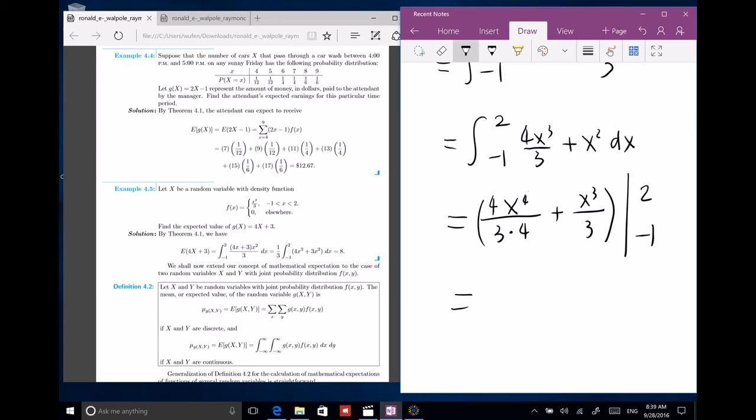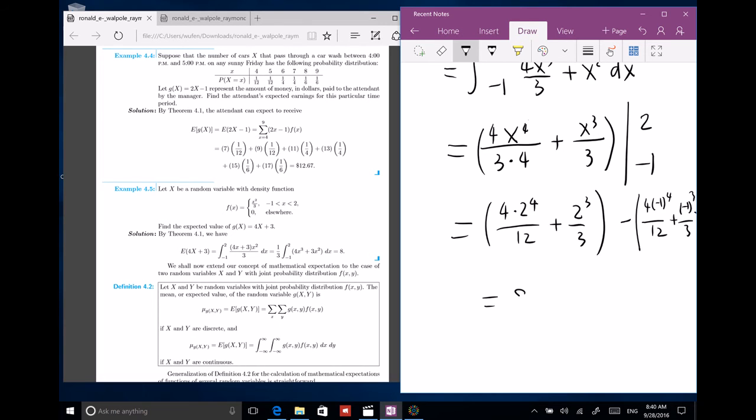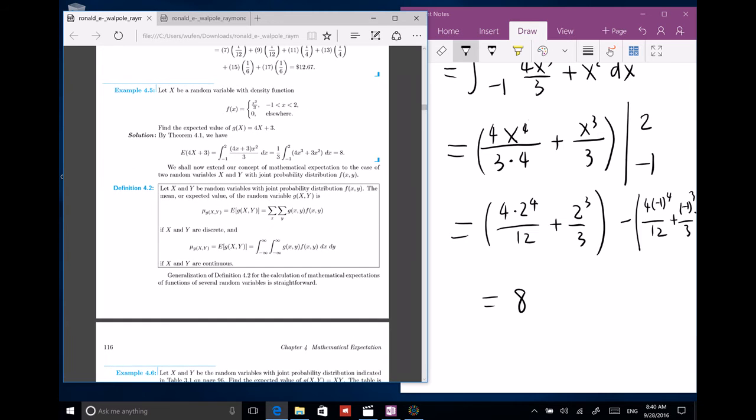Okay, then you find the antiderivative, plug in 2, and plug in negative 1. So it's 4 times 2 to the power 4 over 12 plus 2 cubed over 3, minus 4 times negative 1 to the power 4 over 12 plus negative 1 cubed over 3. Then the final answer is going to be 8. Okay, so that's how you do this one.